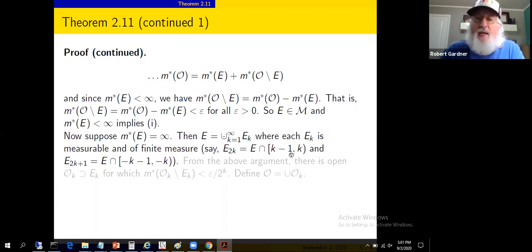Intersect those with set E, and that'll produce a countable disjoint union, because of the way the intervals are chosen, a countable disjoint union of finite measure sets. E is measurable. All intervals are measurable, so these E sub k's themselves are measurable. We're in an algebra, or a sigma algebra, but those are algebra properties, just taking intersection too here.